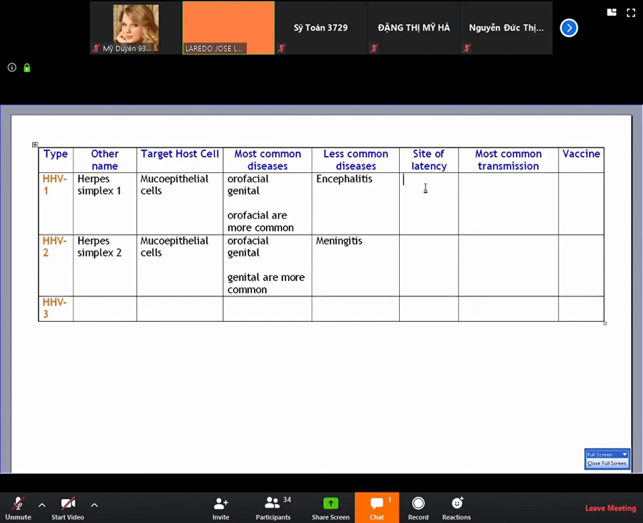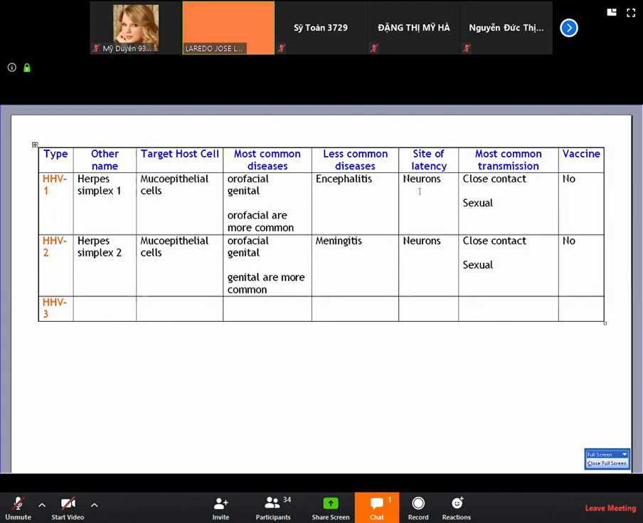So remember, primary disease, latency, and reactivation. Both viruses, type 1, type 2, the site of latency are neurons. So they stay latent, inactive, like sleeping inside neurons, both. And the most common transmission is close contact for both, including sexual. Mostly type 2. Sexual is more important in type 2, okay? And we don't have any vaccine against them.